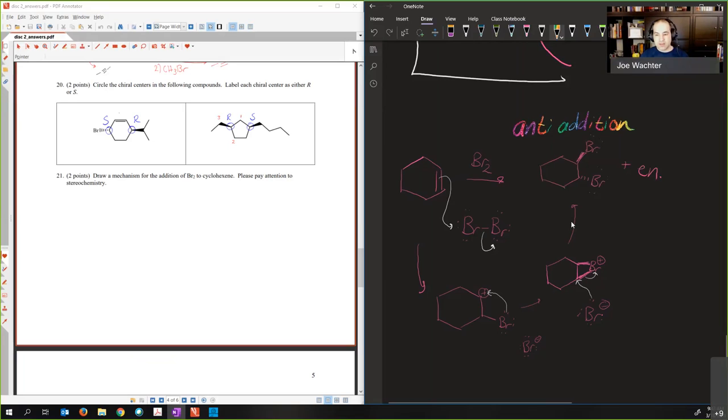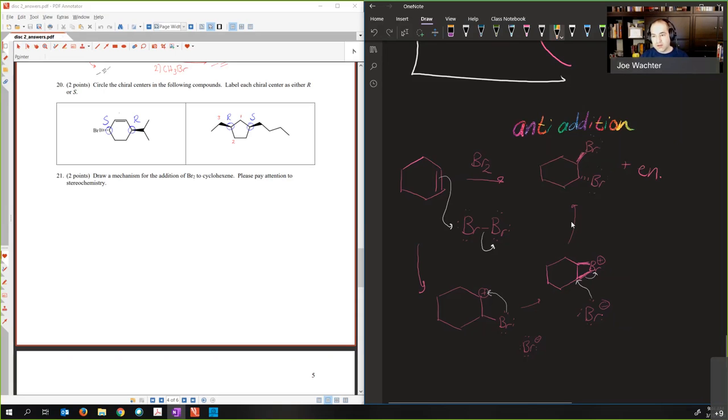Can't see the dots. Okay, I'll make the dots darker or bigger next time. Is the first one SR? You mean this one here? The one on the molecule that we drew on the left here? No, this one should be RR. Yeah, RR.